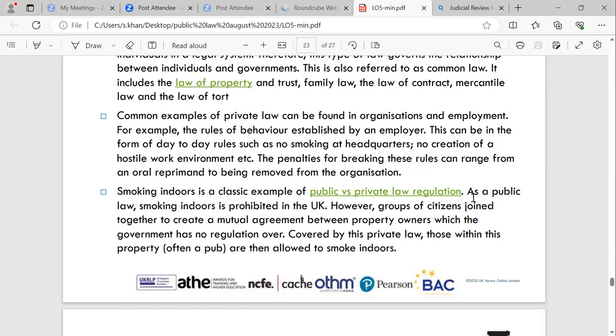Other common private law applications include applications dealing with how much time a child should spend with each parent, applications dealing with whom a child should live, applications dealing with specific issues such as the child's name. So these are different private law examples for you.